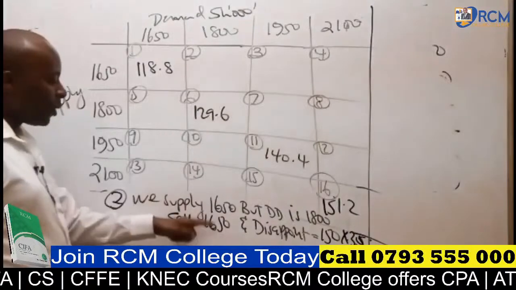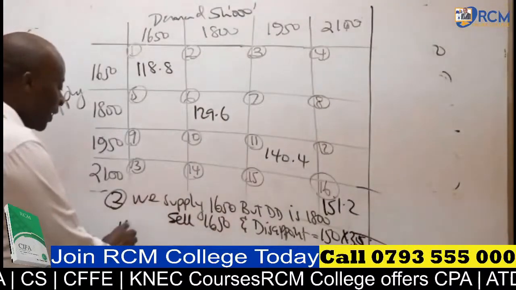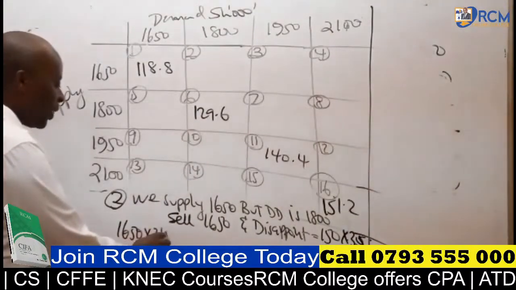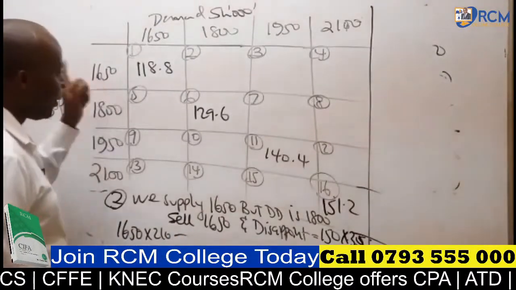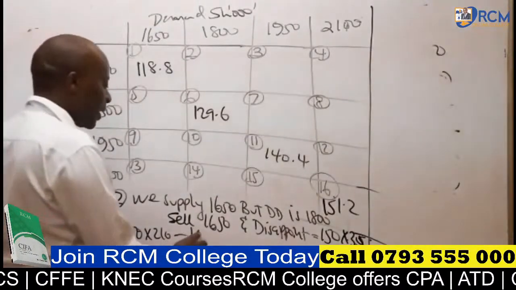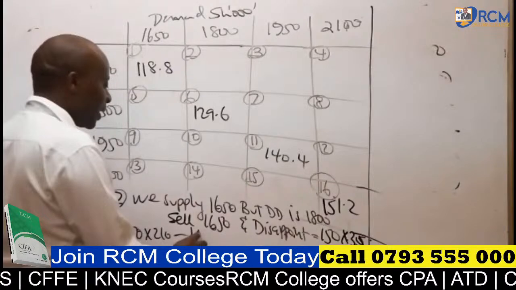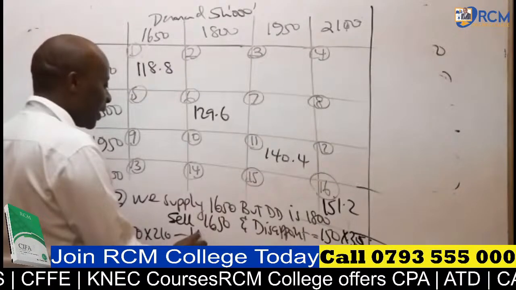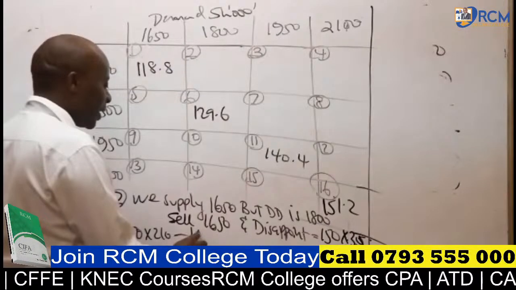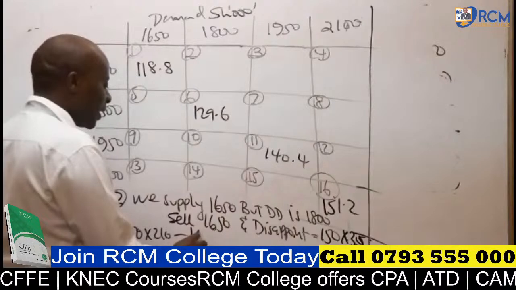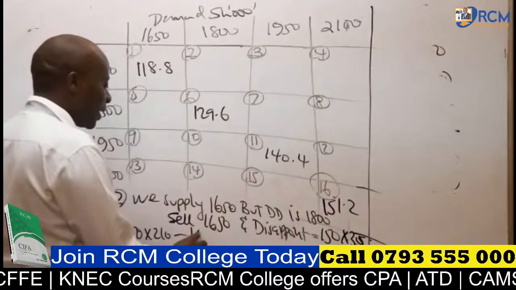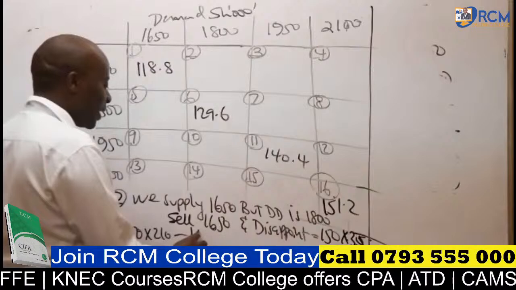So in short, I'm going to sell 1650. So 1650 that I sell, I know the selling price is 210, right? I know the cost of supplying this 1650. The cost of supplying 1650 will be 1650 times 138. So please don't forget the disappointment figure.